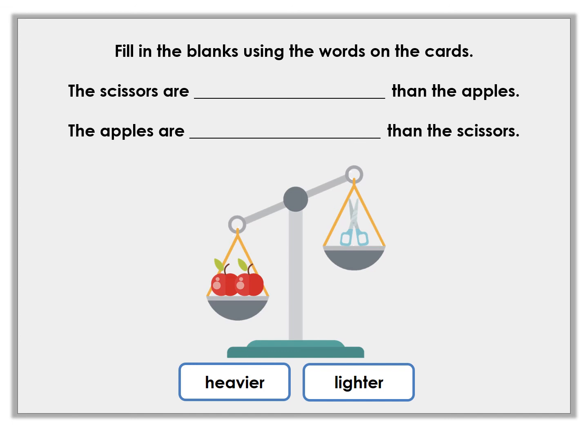Okay, so the scissors, are they heavier or are they lighter than the apples? The scissors are up in the air and the apples are weighing down in the scales. So the scissors are lighter. So the apples are heavier than the scissors because the apples are weighing down the scales.